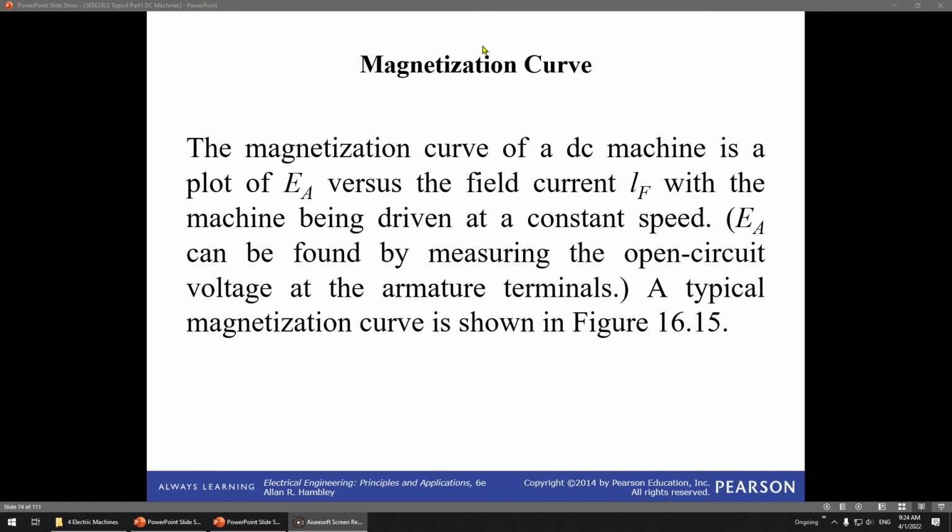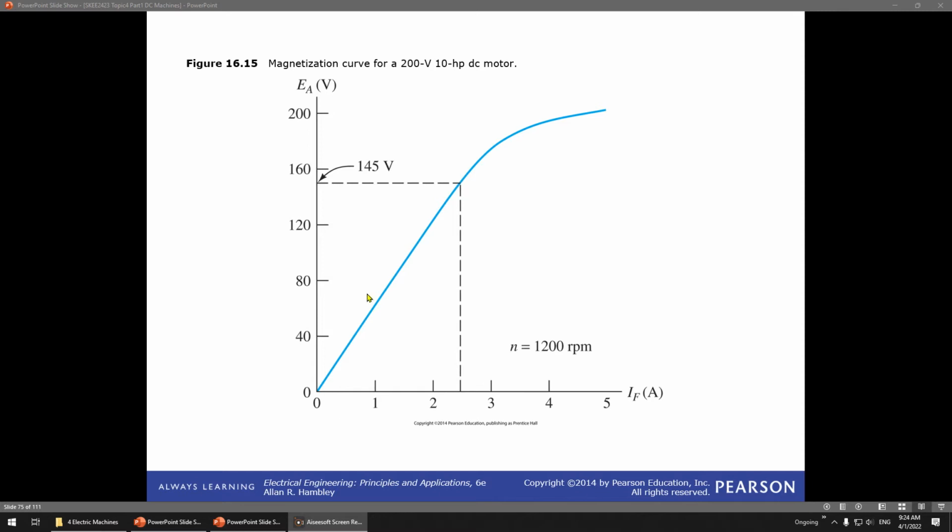And then you have to look at the magnetization curve. A magnetization curve of a DC machine is a plot of EA versus IF, with the machine being driven at a constant speed. EA can be found by measuring the open circuit voltage at the armature terminal. A typical magnetization curve is shown here. You can see that the higher the field current, the higher the EA. N is the speed in RPM, rotations per minute.